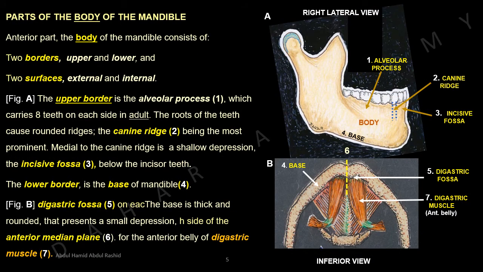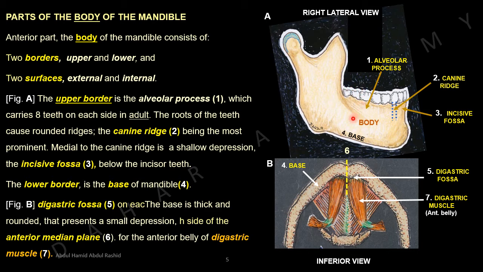Parts of the body of the mandible. We have two diagrams here. Diagram A is a right lateral view of the right side of the mandible. Diagram B is looking from below, an inferior view of the whole mandible. Anterior part of the body of the mandible consists of two borders, upper and lower borders, and two surfaces, external and internal surfaces.